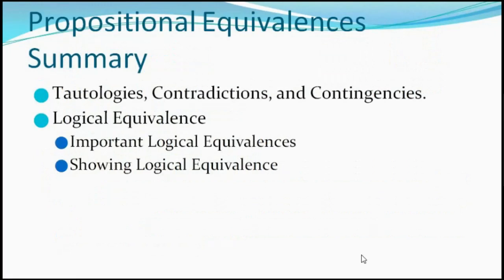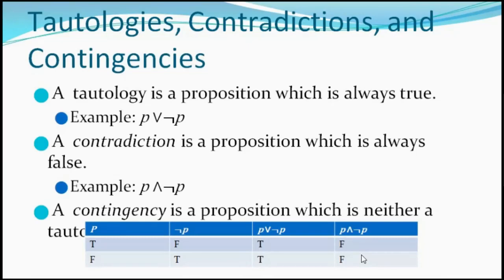In propositional equivalences, we are going to see whether two given propositions are equivalent or not. This can be done via three ways: tautologies, contradictions, and contingencies. The topics we'll see in this section are logical equivalences, important logical equivalences, and showing logical equivalences. A tautology is a proposition which is always true. That means in any condition, the given proposition is always true. An example is P or negation P, which is always true.